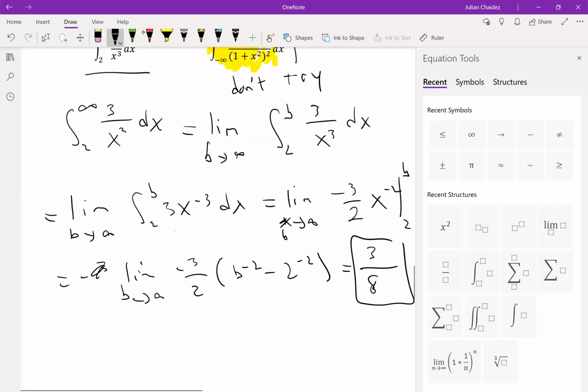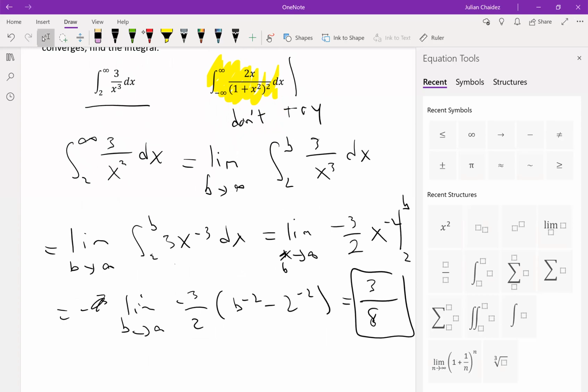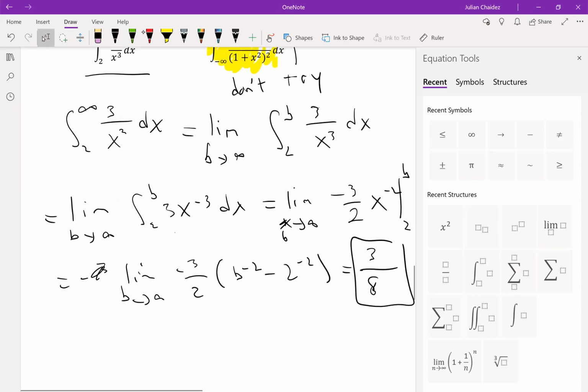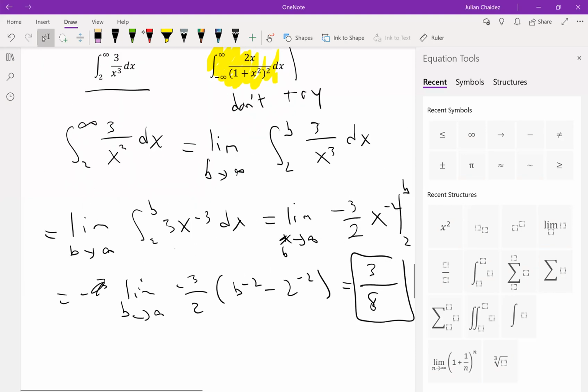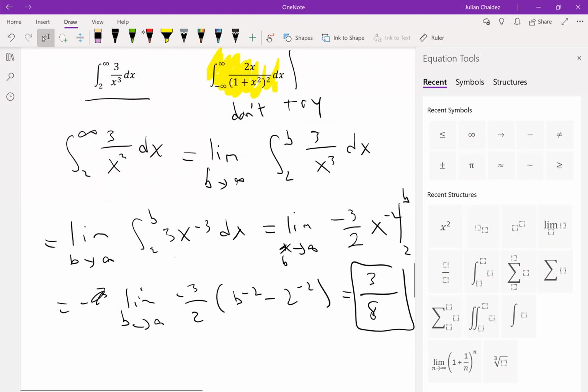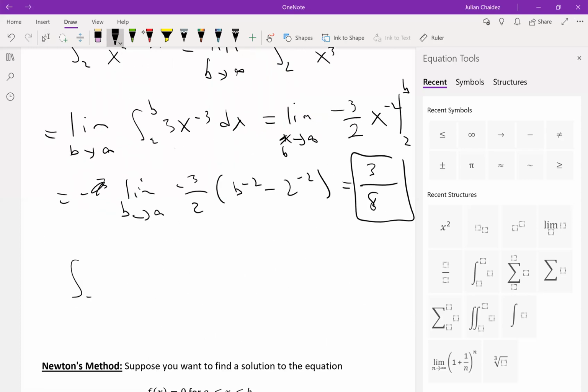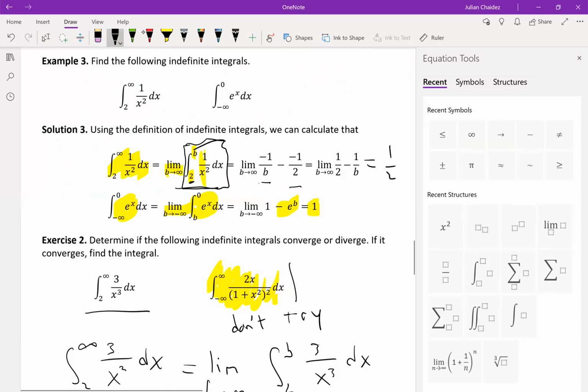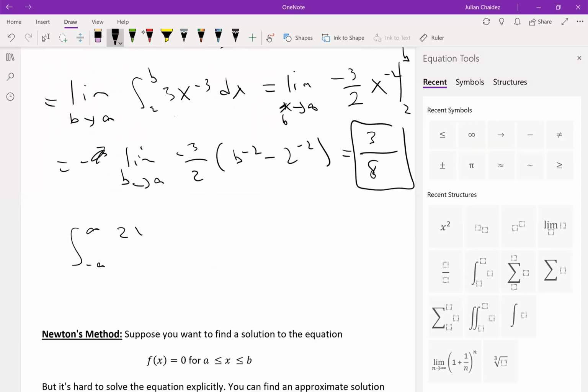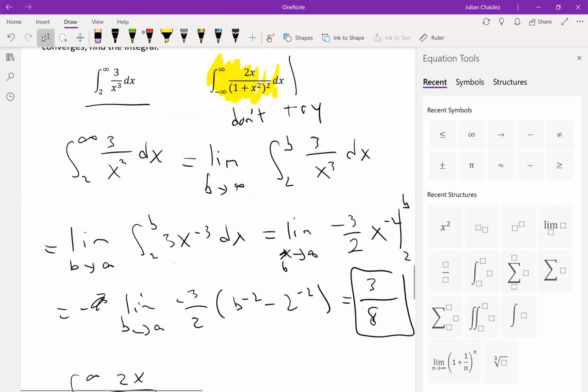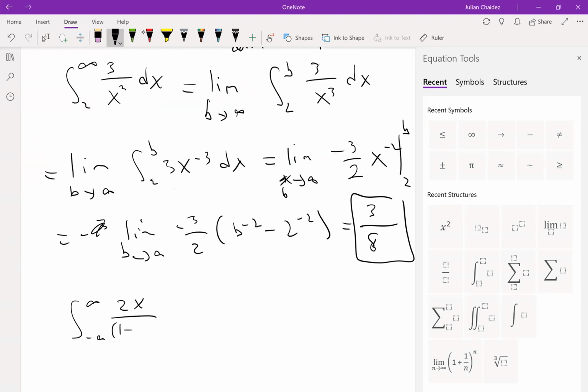Okay, and for the first one that I highlighted and told you not to do, the reason why this one is kind of annoying is, let me say something about why this is annoying. So, if I look at this integral, 2x divided by 1 plus x squared dx, right?